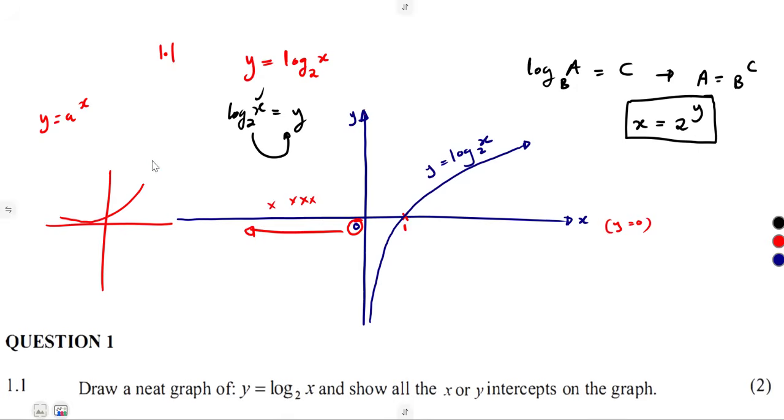We have got your sketch in this way, or you can have another one this side, depending on what you're given. It is of y is equal to a to the exponent of x. But have you ever asked yourself, if it is of x is equal to a to the exponent of y, how it is going to look like?